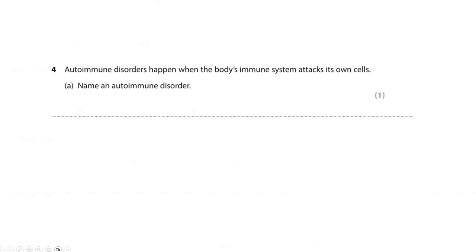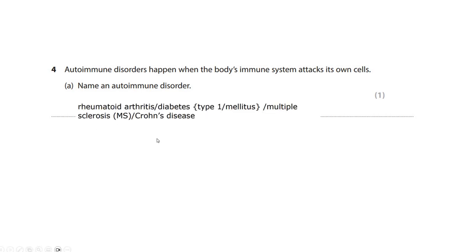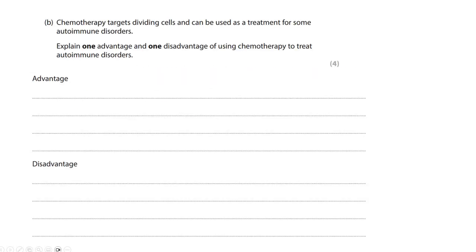Autoimmune disorders happen when the body's immune system attacks its own cells. Name an autoimmune disorder. So you could have rheumatoid arthritis, diabetes type 1, multiple sclerosis, and Crohn's disease. Chemotherapy targets dividing cells and can be used as a treatment for some autoimmune disorders.